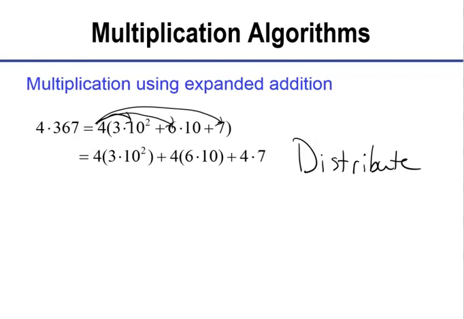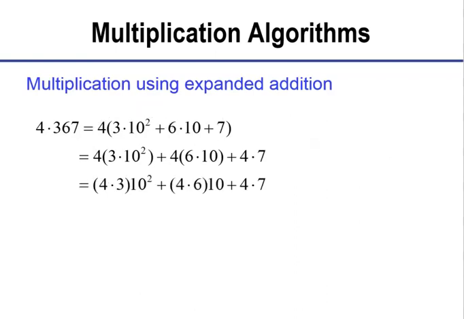It's an associative property. Look, we put the 4 and the 3 together. So originally it's 3 times 10 squared, but now I'm doing the 4 times the 3 and regrouping. I'm going to do the 4 times the 6 and regroup, and the 4 times the 7 stays. What next? How about let's actually multiply.